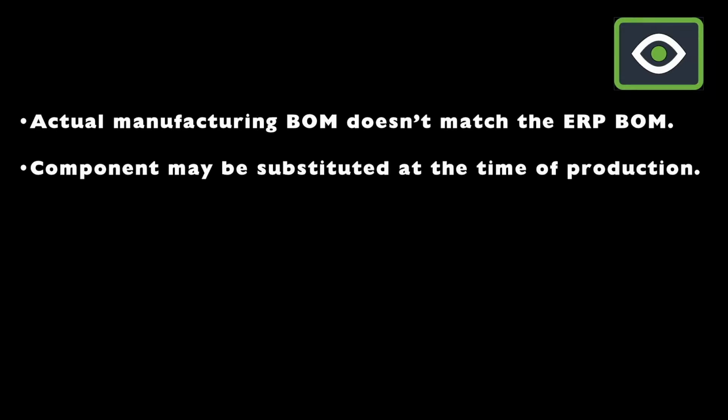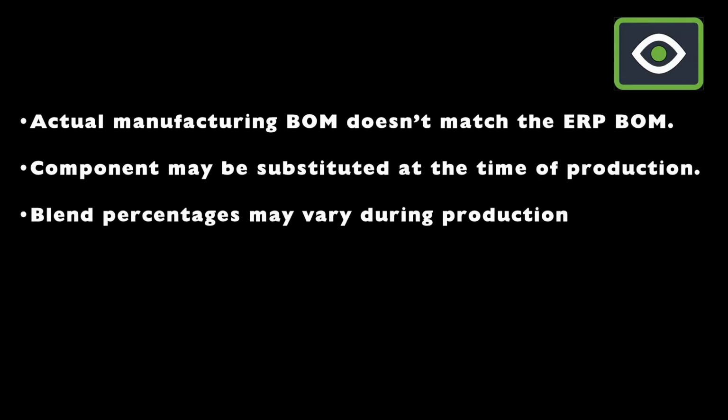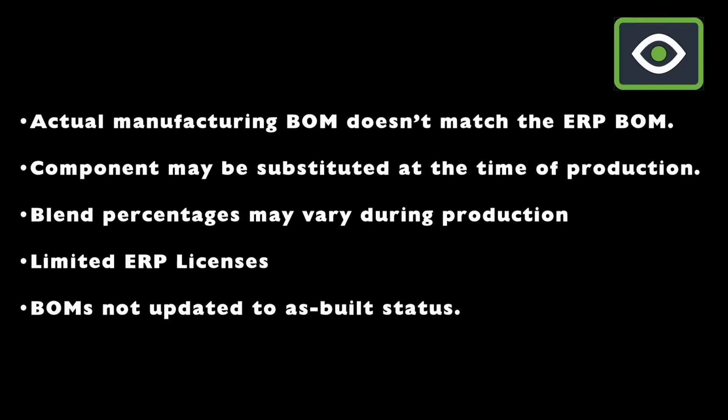Their actual manufacturing bill of materials frequently didn't match their ERP BOM. Shortages of blender components would result in substitutions on the shop floor. The actual component percentages would deviate from the BOM because of environmental conditions. It was cost ineffective to provide an ERP license to every machine operator on the shop floor. In a large, fast-moving production environment, the production schedule BOMs could not be updated to reflect the as-built status.